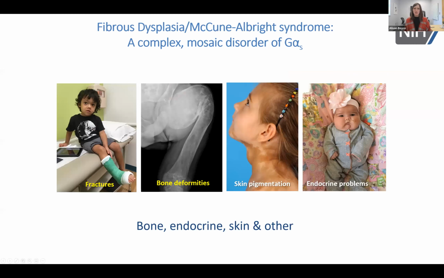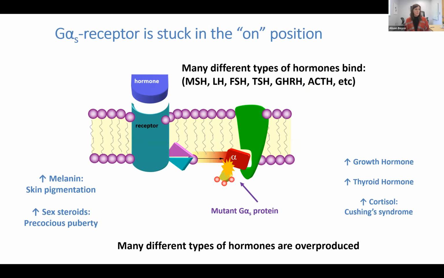So fibrous dysplasia, McCune-Albright syndrome, is a very complex mosaic disorder due to activation of a protein called G-alpha-S. And probably most folks on the call are familiar with the fact that this is a disease that can involve many different systems, but in particular the bone, endocrine, and skin systems. So the essential problem in FD/MAS is this G-alpha-S receptor.